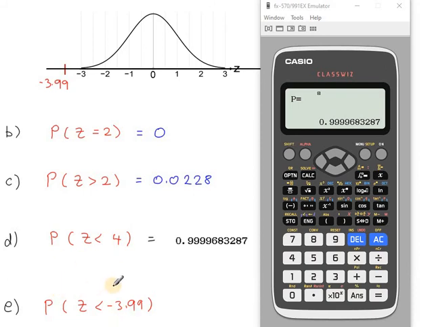And part E, the probability that Z is less than -3.99, so we're at this end. Less than means we're shading to the left, and we can't really see much to shade to the left here. The probability is almost 0. So the lower limit, I'll stick with the -10. The upper limit -3.99. Standard deviation 1, mean 0. 3.3 times 10 to the power of -5 in standard form, and in ordinary form it's this value here, which is almost 0.